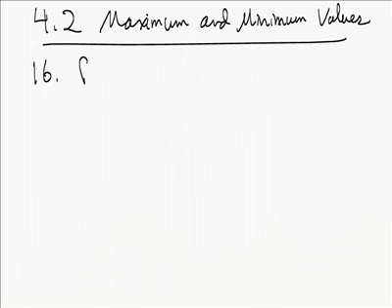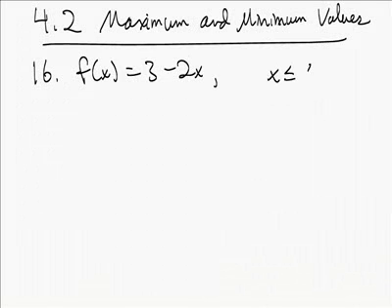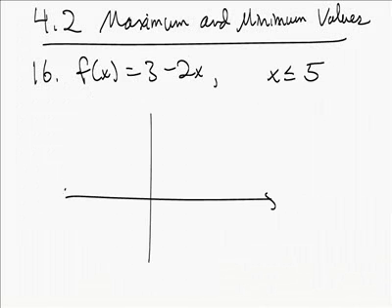We have a function f of x, and notice that this is a linear function. It's 3 minus 2x, and we're given an interval where we're defining our function, or all we're concerned about is x being less than or equal to 5. We're supposed to sketch the graph of this and use the sketch to find the absolute and local max and min values for f.